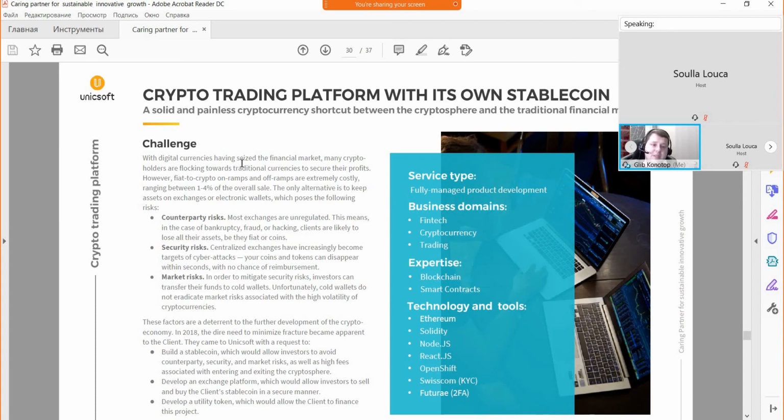So the ideal solution was exactly to tackle the counterparty risk, security risk, and market risks when you are holding the assets in cryptocurrencies or paying high transaction fees to secure those assets in fiat currency.